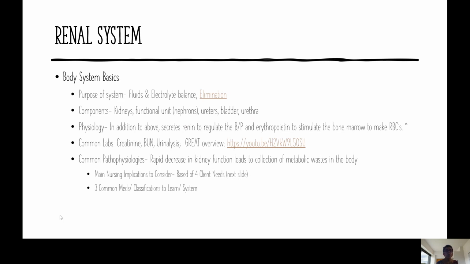So obviously the renal system is made up of the kidneys, the functional unit, which is the nephrons, the ureters that exit the kidneys, the bladder that holds the urine, and then the urethra that exits the body. From a physiologic perspective, in addition to what we talked about above, it secretes renin, which we talked about as far as blood pressure maintenance to regulate BP, and also it secretes erythropoietin to stimulate the bone marrow to make red blood cells. And those are two really important things.